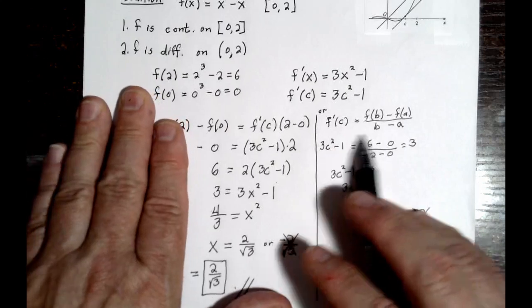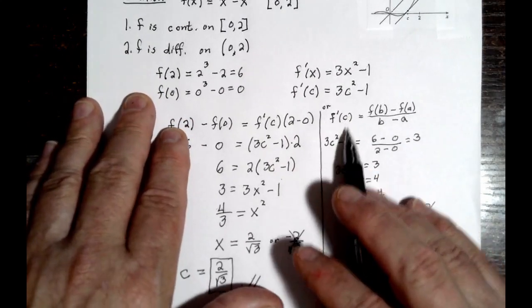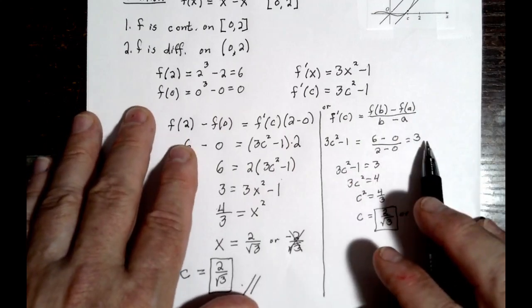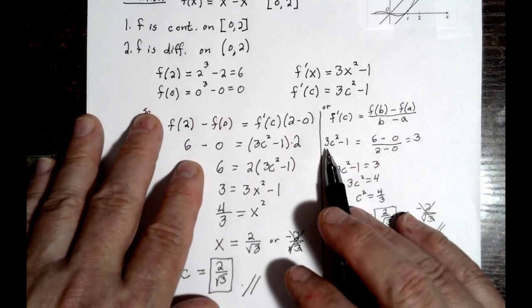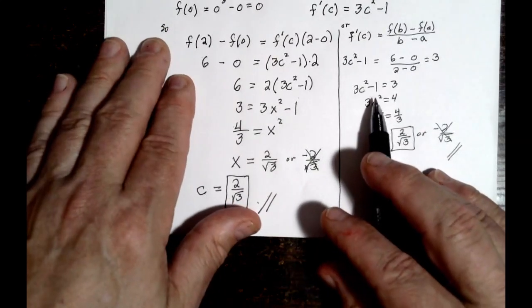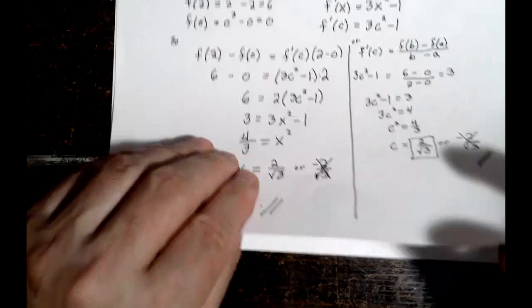Now if you did it the other way, using equation 1 with the slope formula idea, you'd say f prime of c equals, and you plug in all your different numbers here, and this reduces to 3, and so 3 equals the left-hand side. You add 1, divide by 3, take the square root, and you get the same answer.